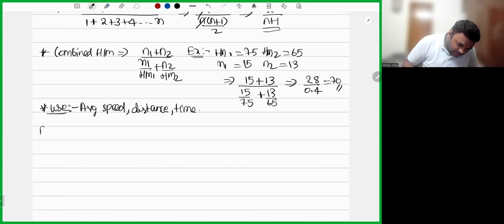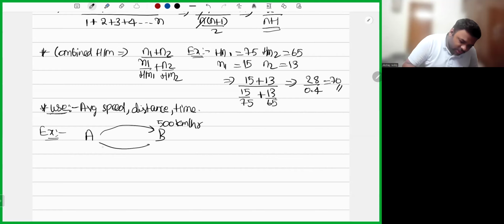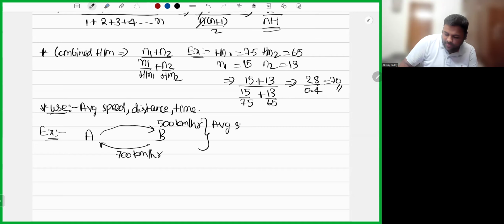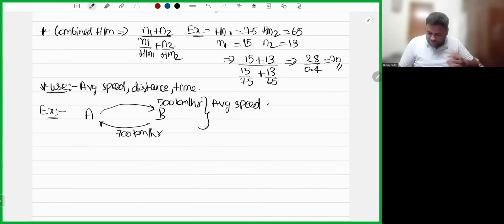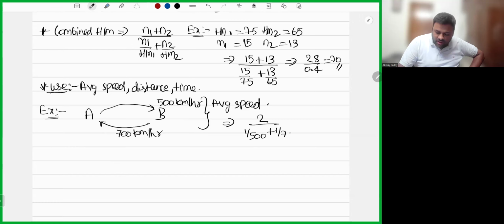Like say for example, I'm telling a person is going from A to B at 500 km per hour, and returning back from B to A at 700 km per hour. I'm asking what is the average speed. In this case, you will use harmonic mean. So harmonic mean will be 2 divided by (1 by 500 plus 1 by 700).